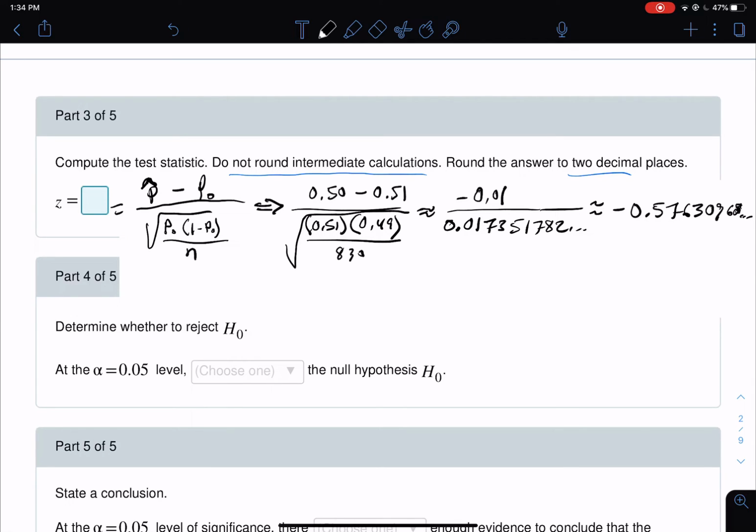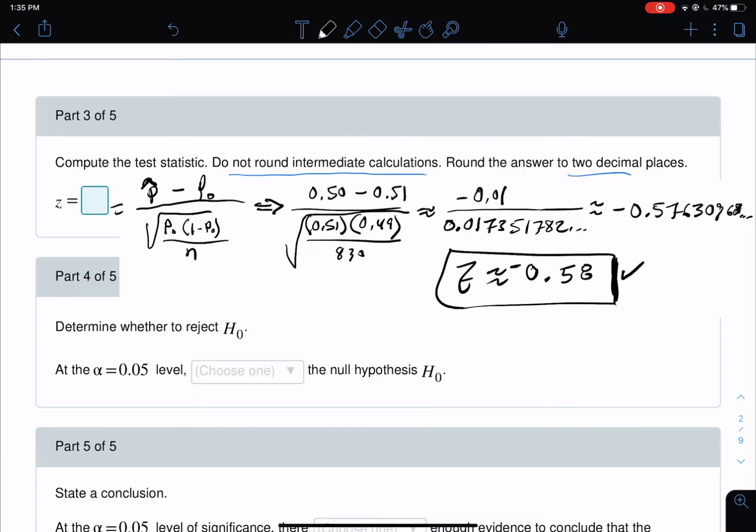And that goes on. So we round to 2 decimal places, and we're going to get our z rounded to 2 decimal places. That's going to be a negative 0.58. It is always good to remember that this is our test statistic, our z value that came from our sampling data. So this represents what we're looking for, and that's what we plot to figure out if we need to reject or do not reject.